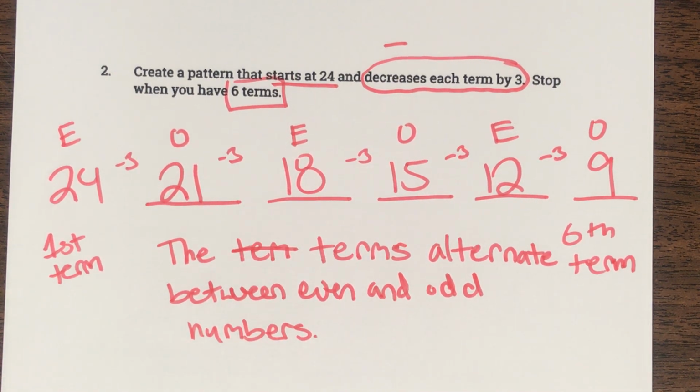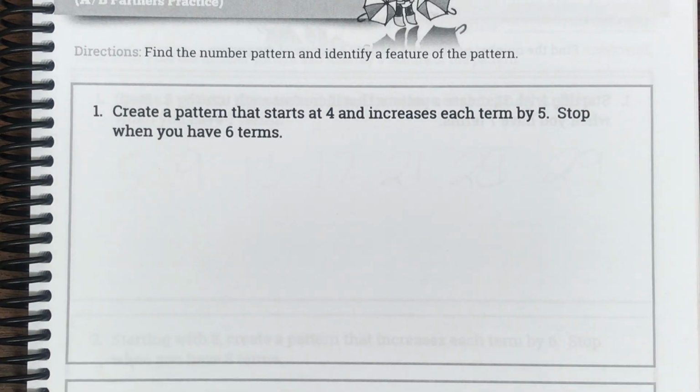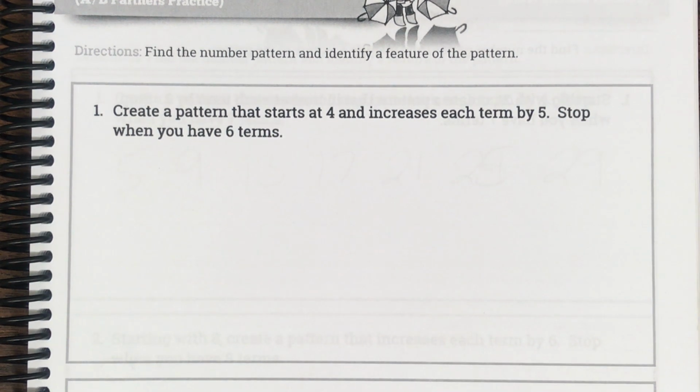Okay, so ladies and gentlemen, grab your pencils and we're gonna do some together. We're on page 58. If you could join me on page 58. And here's our first one. And please follow along with your steps as well. It says, create a pattern that starts at 4 and increases each term by 5. Stop when you have 6 terms.